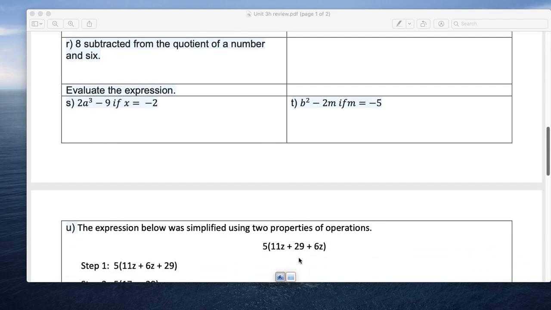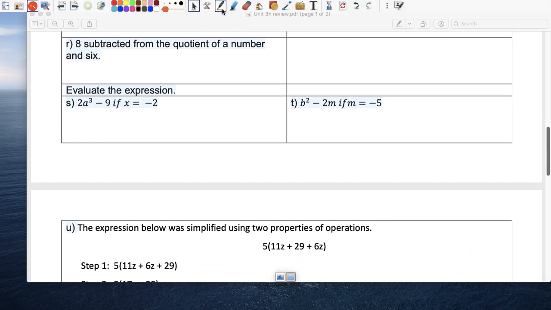Evaluate the expression. So I take 2a cubed minus 9, and then I'm going to replace. So it says if x equals 2. Sorry, that should be if a equals negative 2. So let's replace the a. Replacing the a really means, that's why I did it like this, take that a out and write, in this case, negative 2. Because it's negative, I'm going to put it in parentheses.